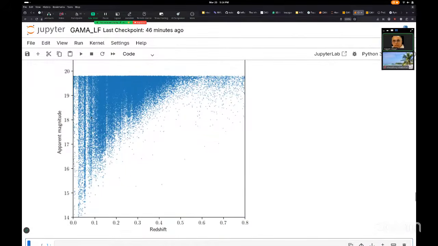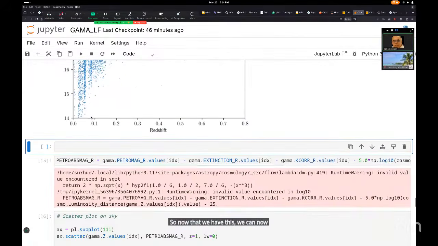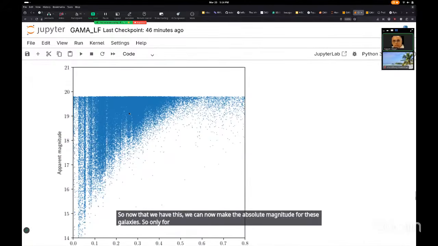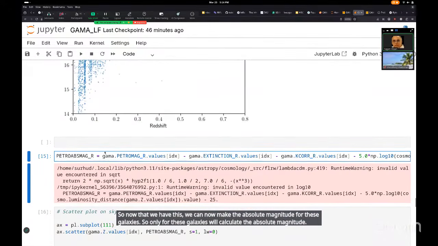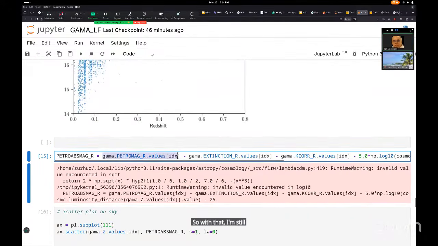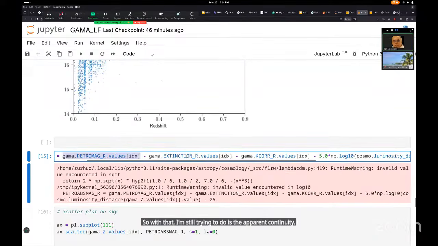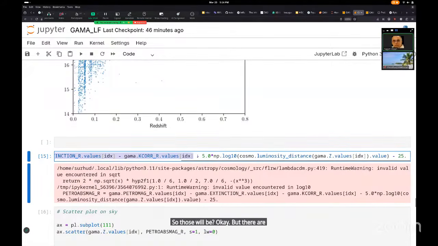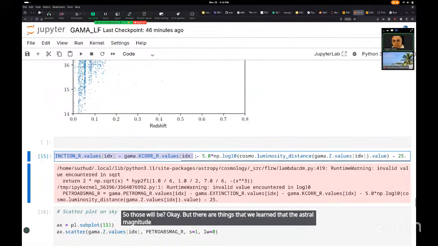So now that we have this, we can make the absolute magnitude for these galaxies. Only for these galaxies we will calculate the absolute magnitude. So the absolute magnitude is the apparent magnitude minus the extinction, so correcting for the extinction, minus the K correction. So those we will leave. But then the thing that we learned is that the absolute magnitude minus the apparent magnitude is related by 5 times the log 10 of the luminosity distance. So that's what is shown here.